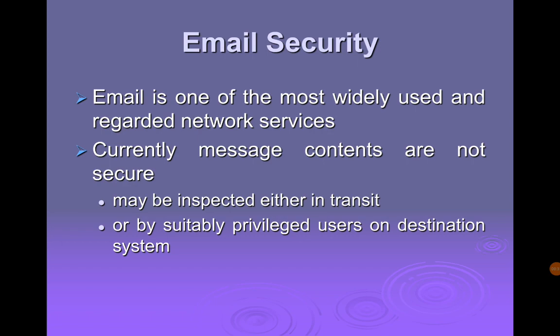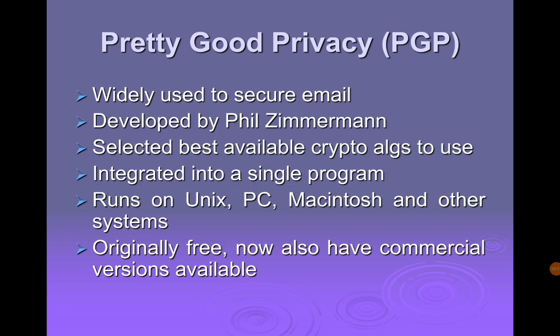So we all know that email is the most widely used network service. But currently, the email contents are not secure because it can be captured during the transmission time or otherwise it can be read by an unauthorized person. So to provide email security, we are using the service Pretty Good Privacy, PGP. It is widely used to secure email applications. It is developed by Phil Zimmerman.